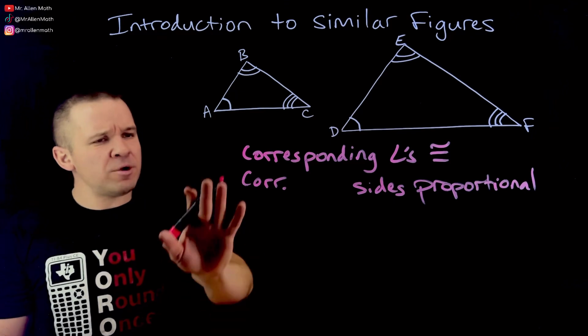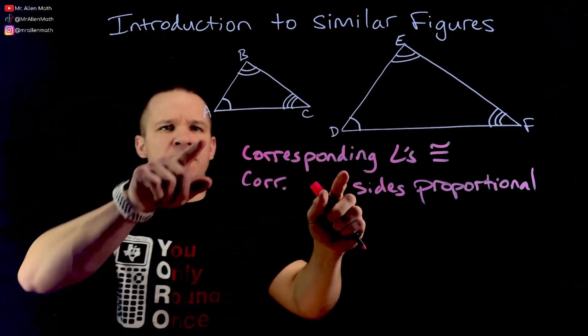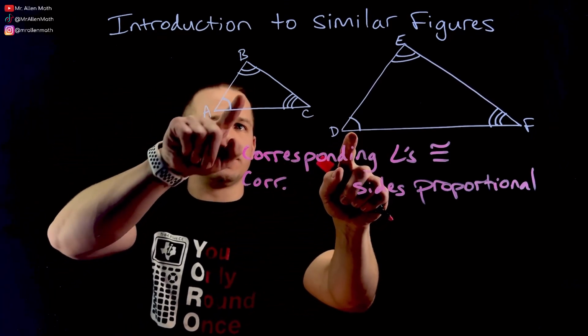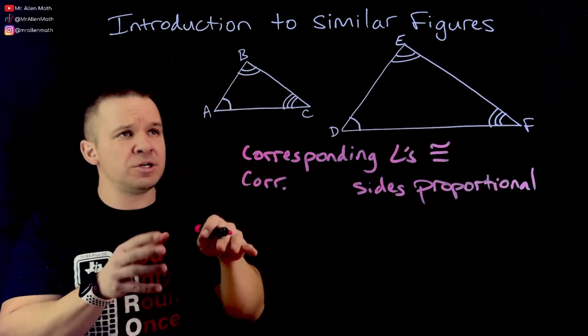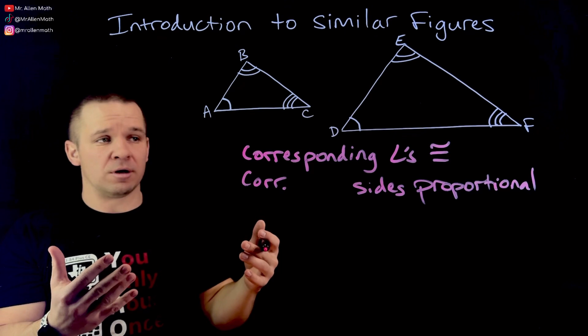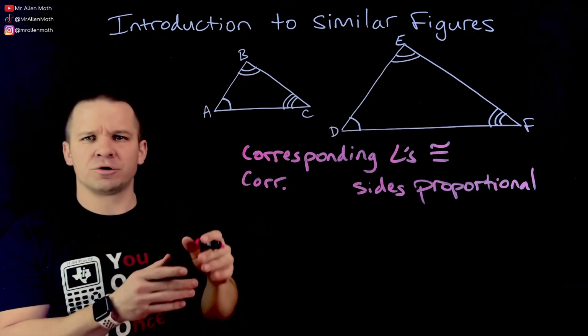Okay. Well, I think we know what corresponding angles being congruent means. That means that A and D are congruent, B and E are congruent, C and F are congruent, right? So these two triangles are similar. But what does it mean to have proportional sides?